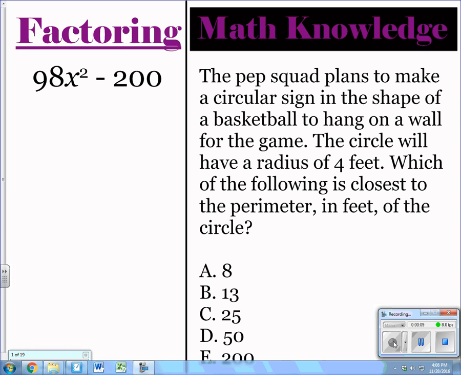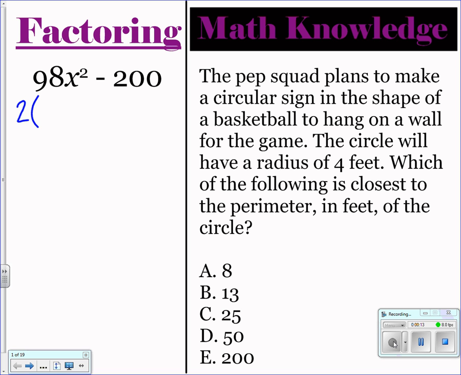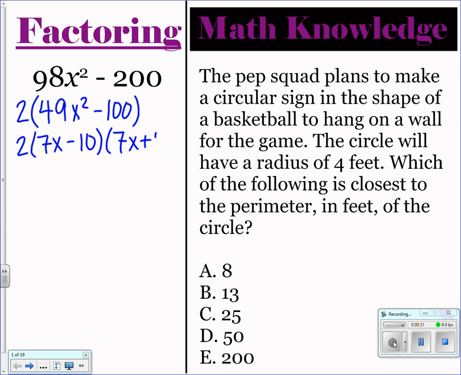correct answers. So 98 and 200 both have a 2 in common, so you're going to start by factoring that out, and you're going to be left with 49x squared minus 100. And then 49x squared minus 100 is just a difference of 2 squares. So that'll factor as 7x minus 10, and then 7x plus 10. And so this is how it should factor.